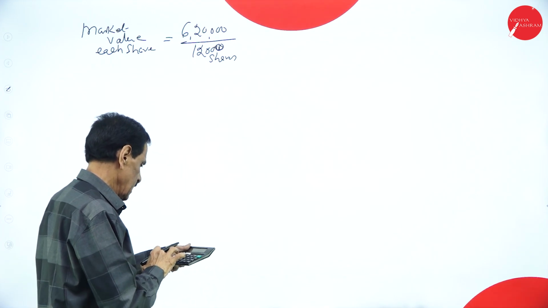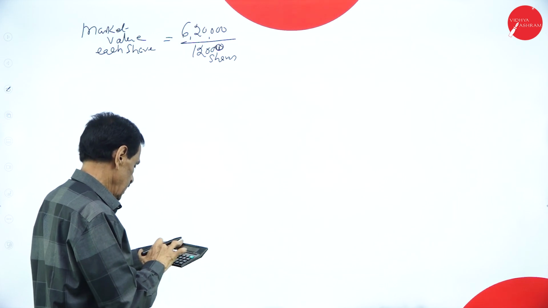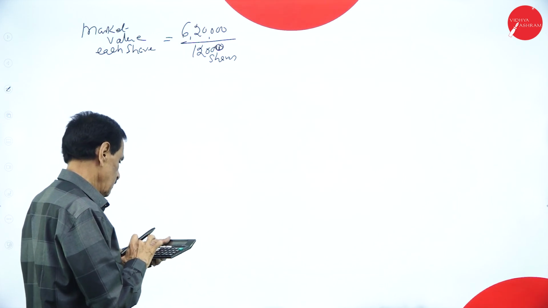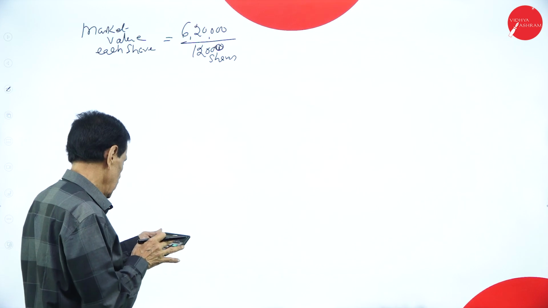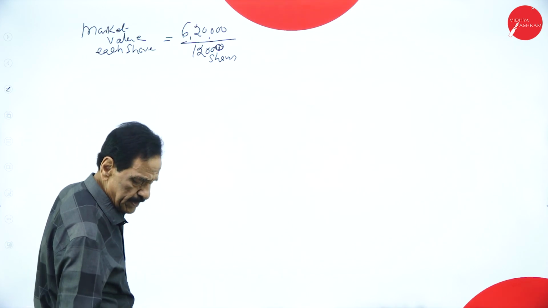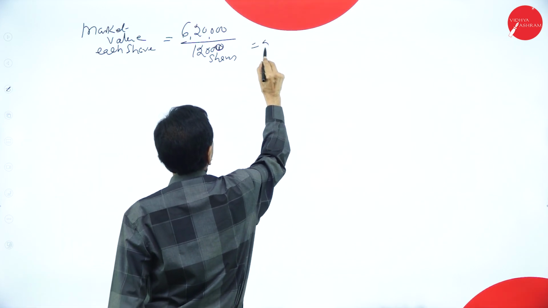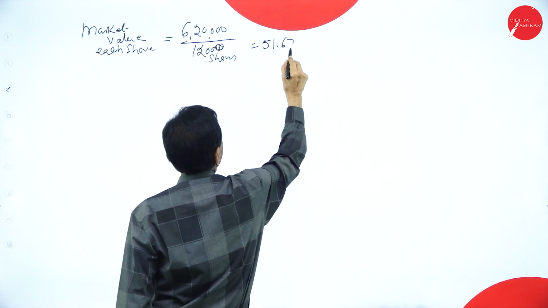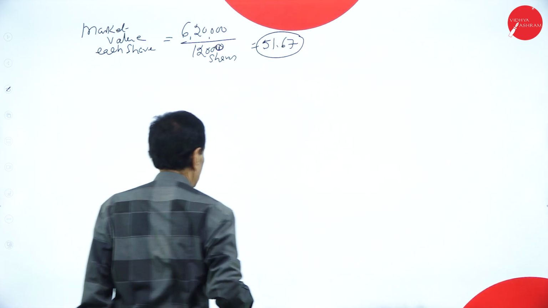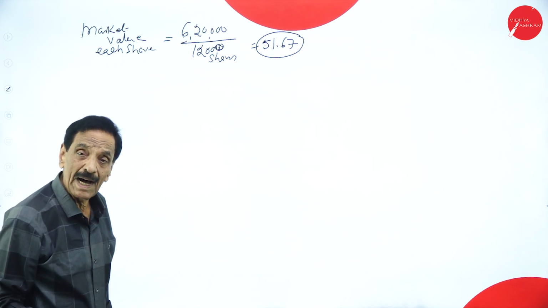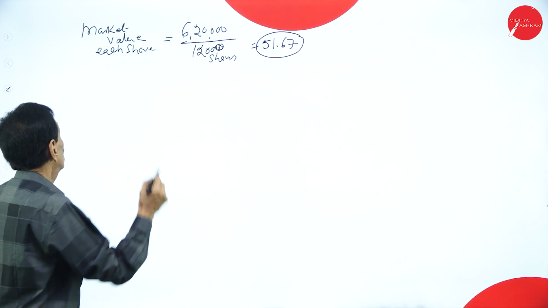6,20,000 divided by 12,000 is 51.66 per share value. This is as per the asset backing method. We'll go to the yield method.